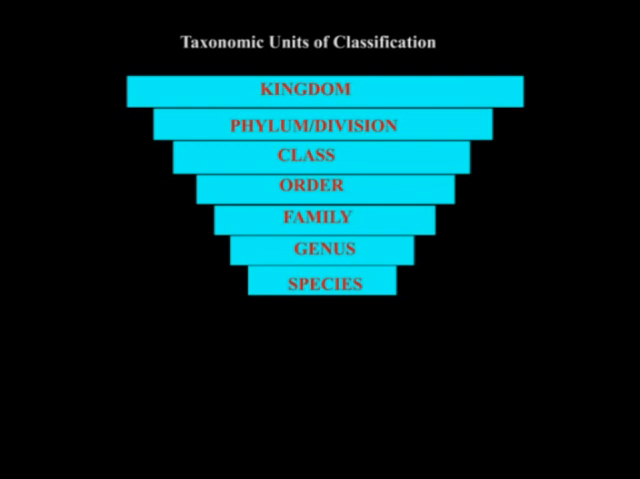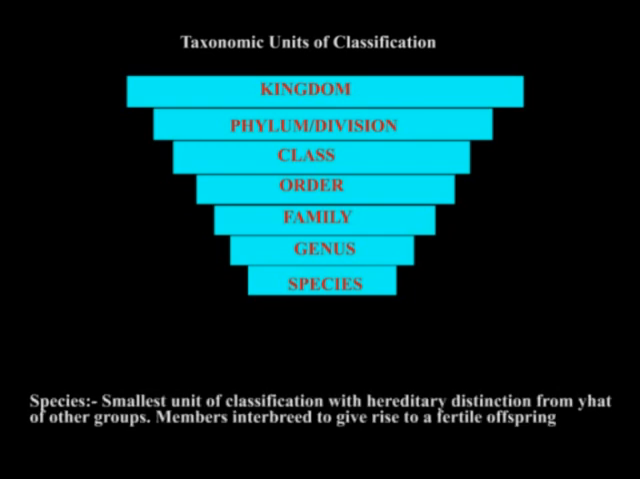The species represent what scientists would refer to as a kind of animal or plant. As we go down the hierarchy, the number of organisms in each group decreases, but the similarities between them increases. A species is the smallest unit of classification which has hereditary distinction from any other group and whose members naturally interbreed to produce a fertile offspring.